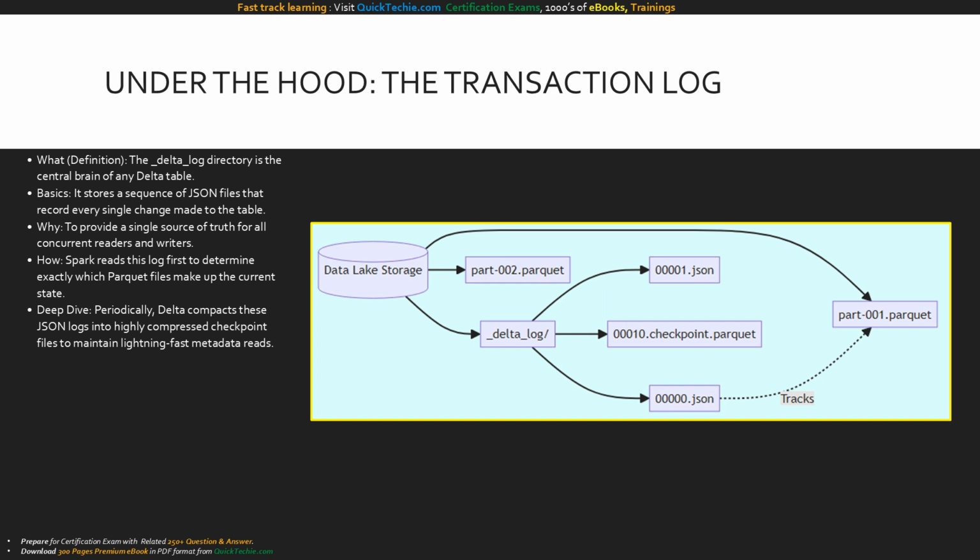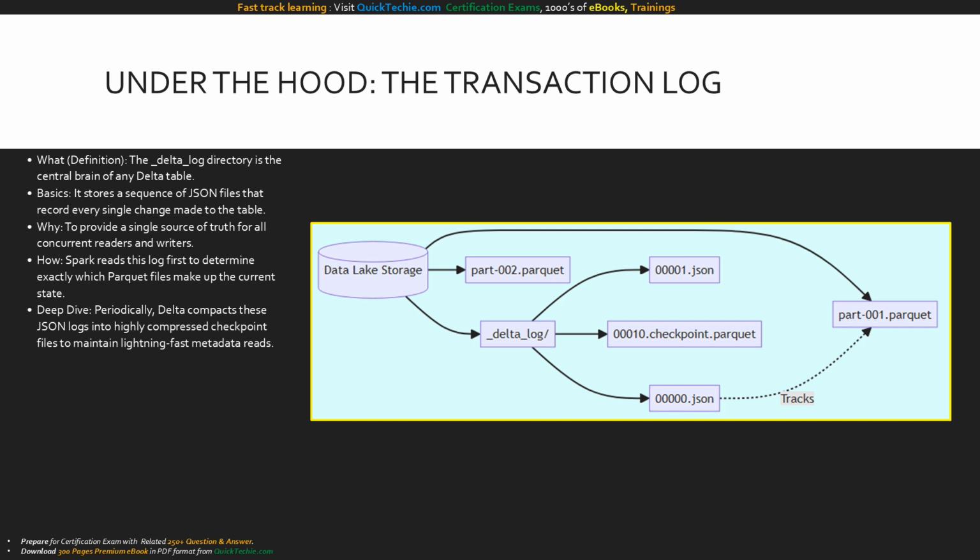Look at this storage directory diagram. At the root of your data lake storage, you have the Delta log folder sitting right alongside your actual data partitions. The Delta log contains sequential JSON commit logs and a consolidated checkpoint file. The magic happens because Spark is programmed to ignore the raw Parquet files completely until it parses the transaction log.